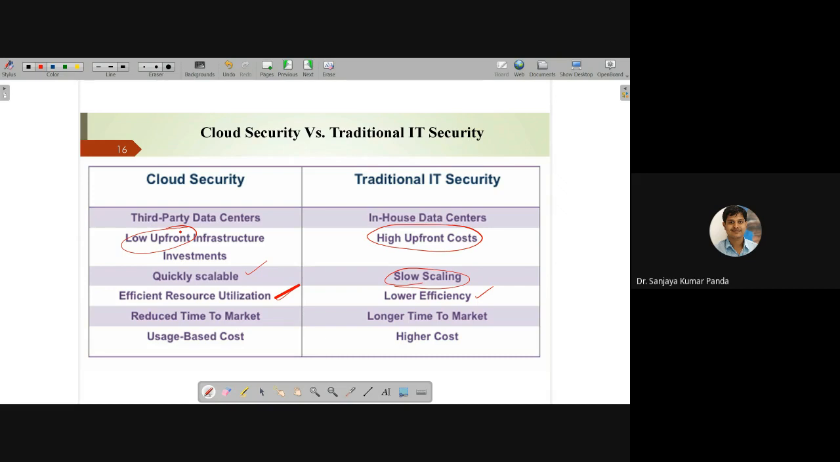And there is longer time to market in traditional IT security, while here it is reduced time to market because many people are using that particular service. So overall, you can say the cost of traditional IT security is more in comparison to the cloud security mechanism.